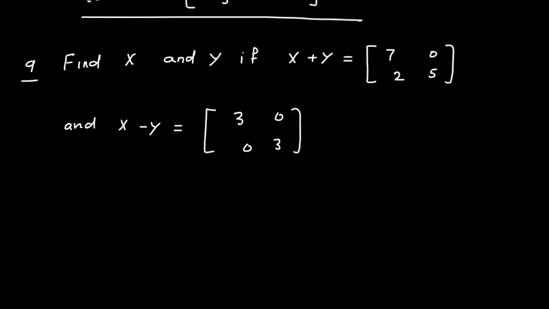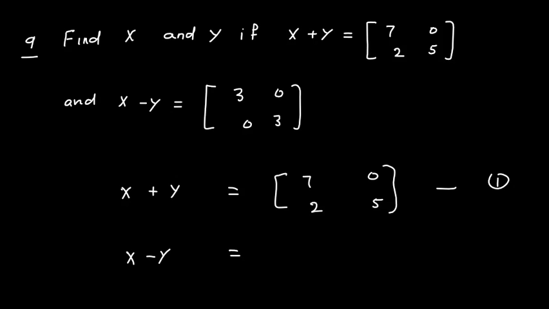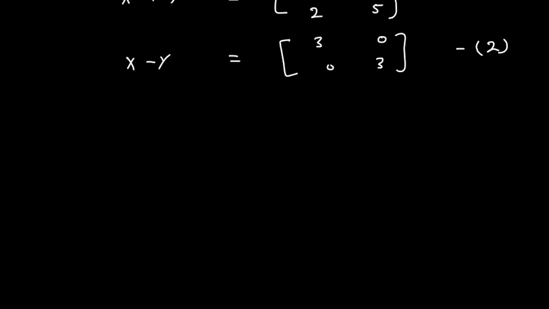Now the ninth question we have is: find x and y if x plus y is the matrix 7 0 2 5 and x minus y is the matrix 3 0 and 0 3. So here we have given the value of x plus y as 7 0 and 2 5. Let us consider this as the first equation, and second we have given x minus y as 3 0 and 0 3. This is the second equation.